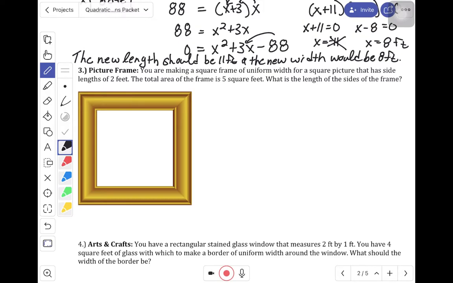You're making a square frame of uniform width for a square picture that has side lengths of 2 feet. The total area of the frame is 5 square feet. What is the length of the sides of the frame?